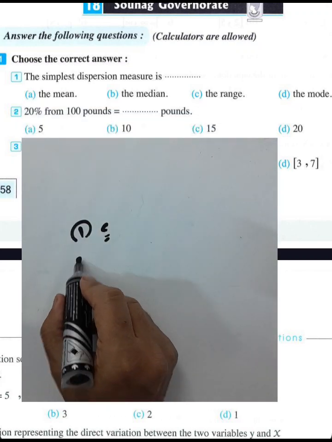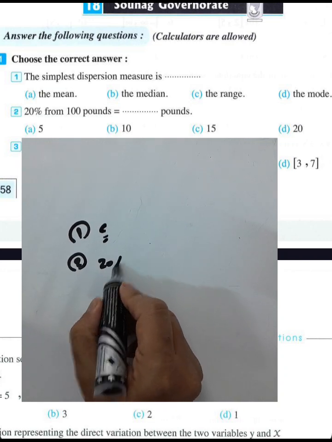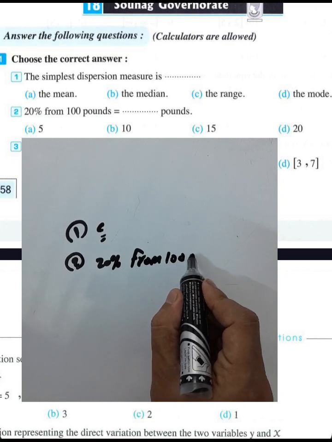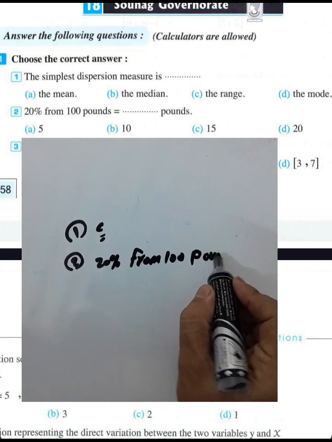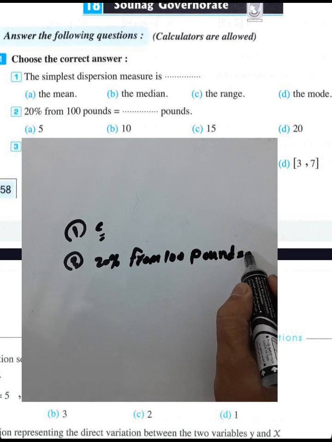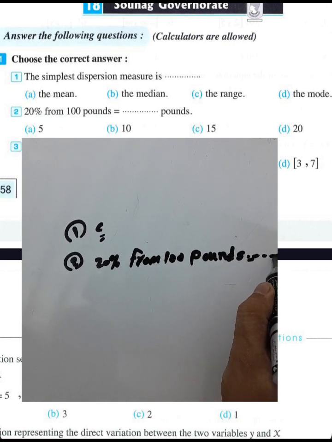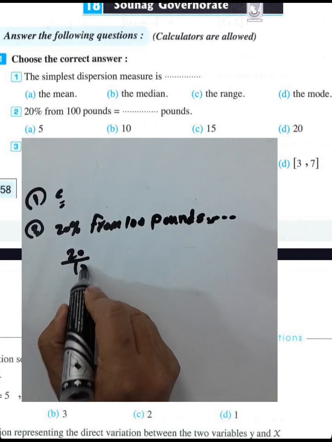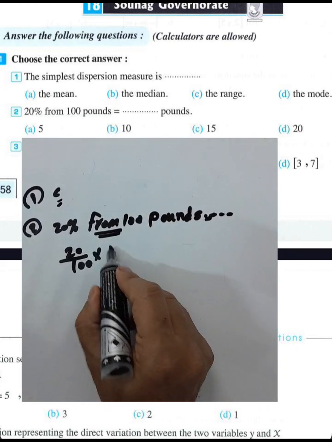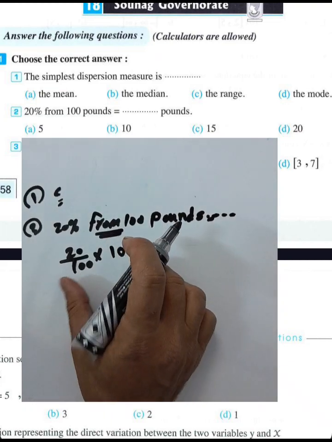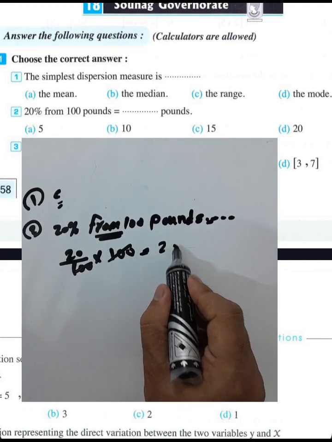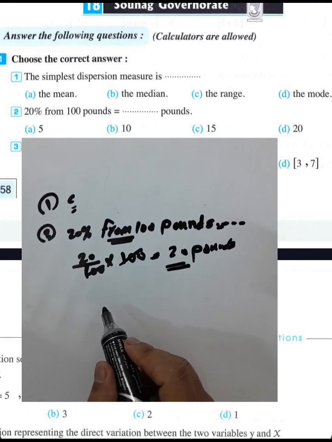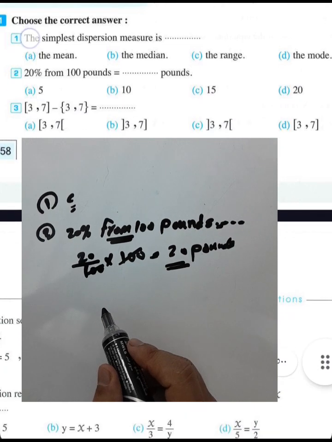Question number 2. 20% from 100 pounds equals what? We know 20% means 20 over 100. From 100, it means multiply by 100, equals 20 pounds. Then the result here will be 20 pounds. Choose letter D.